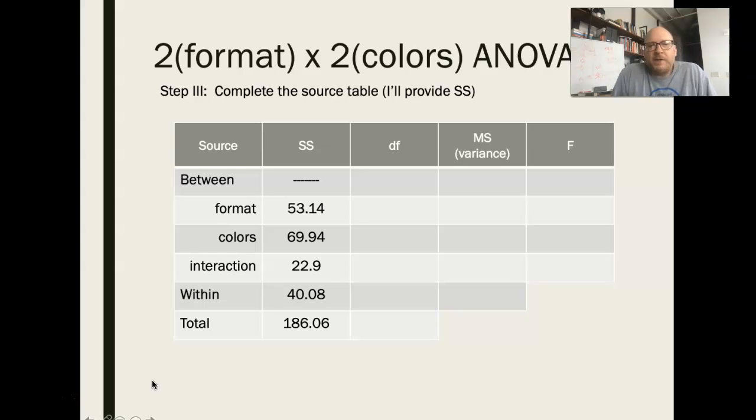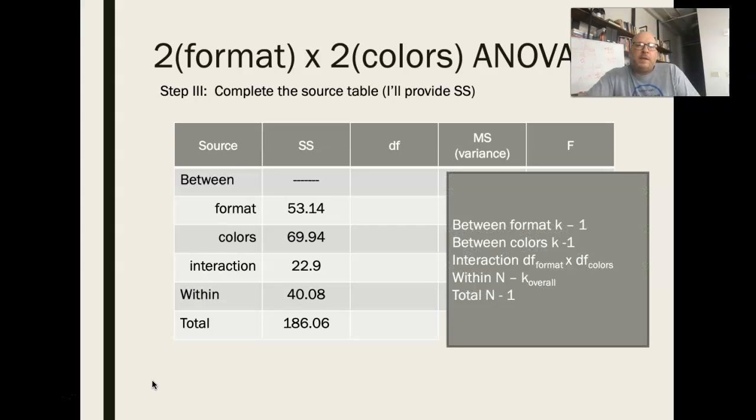All right, so I went to a website called Vassar Stats, which I'll show you in another video, and I got the sums of squares for this. And I want to show you how to walk through the table and how to solve this if you're given sums of squares. Okay, so the degrees of freedom, as we saw earlier, are K minus 1 for the format, K minus 1 for colors. The interaction is just the product of those 2 degrees of freedom. Within groups is N minus K, and the total is N minus 1. You might want to hit pause and jot those down, or come back and get that a little bit later.